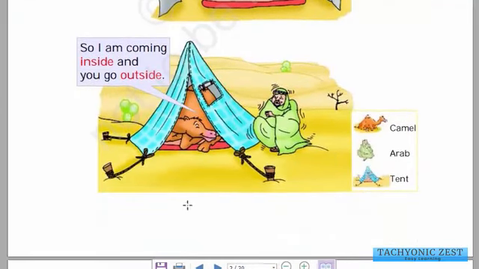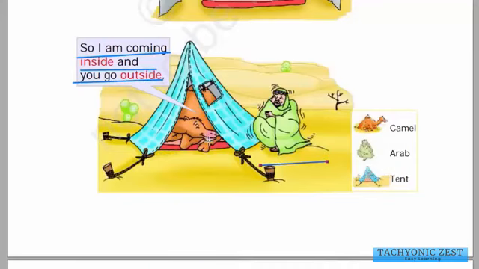In this picture we can see that the camel is inside the tent. So what happens is, the camel says, "So I am coming inside and you go outside." That means the camel goes inside the tent and he puts the Arab outside the tent. So the camel is sleeping now inside this tent, and the Arab is sitting outside in the cold. So once more we'll see.